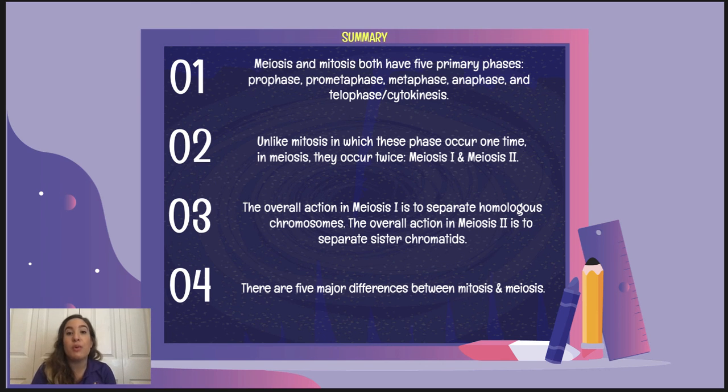Here's a summary of everything that we've learned. 1. Meiosis and mitosis both have 5 primary phases: prophase, prometaphase, metaphase, anaphase, and telophase/cytokinesis. 2. Unlike mitosis, in which these phases occur one time, in meiosis they occur twice, in meiosis I and meiosis II. 3. The overall action in meiosis I is to separate homologous chromosomes, while the overall action in meiosis II is to separate sister chromatids. And 4. There are 5 major differences between mitosis and meiosis.